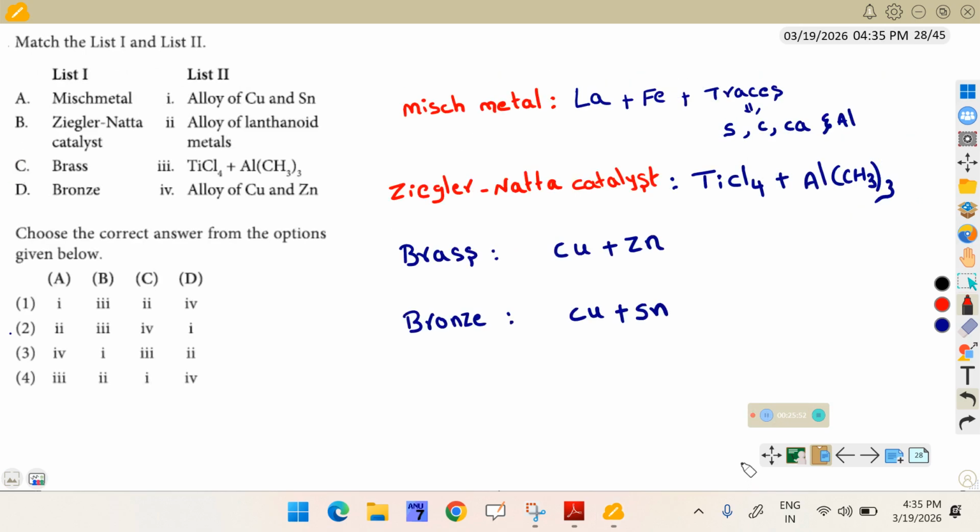Next, mixed metal. It is a combination of lanthanum plus iron, with traces of sulfur, carbon, calcium and aluminium. That means mixed metal is an alloy of lanthanide metals. Ziegler-Natta catalyst is TiCl4 plus Al(CH3)3. Brass is a mixture of copper plus zinc. Bronze is a mixture of copper plus tin. The second option is the correct option.